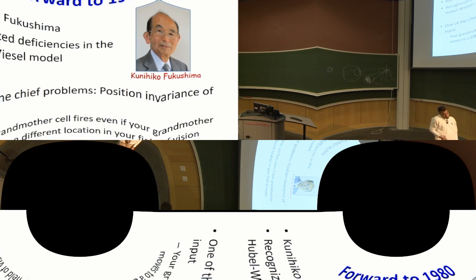Now, one of the things he realized was that something like this is not position invariant. If you have a cell on the right side of my eye, it's responding to images on the left. But if this one learns to respond to my grandmother's image on the left, it's not going to respond to my grandmother on the right. On the other hand, it doesn't matter where my grandmother is, I'm going to recognize my grandmother. So this model doesn't explain the notion of grandmother cells.